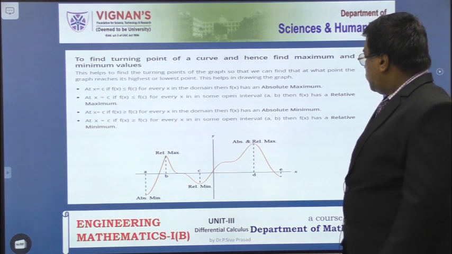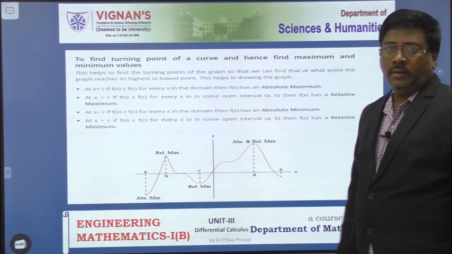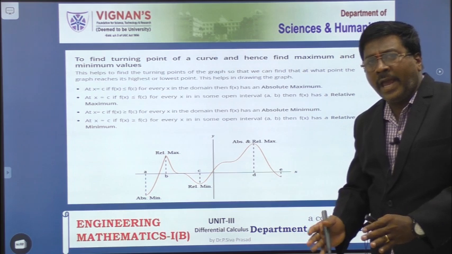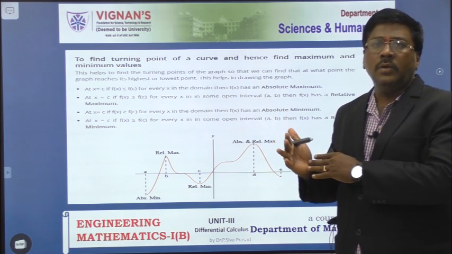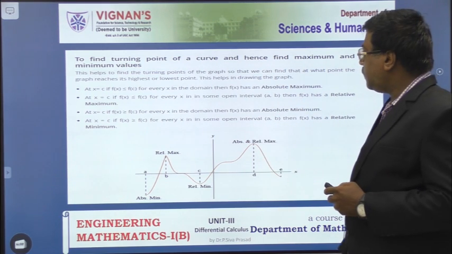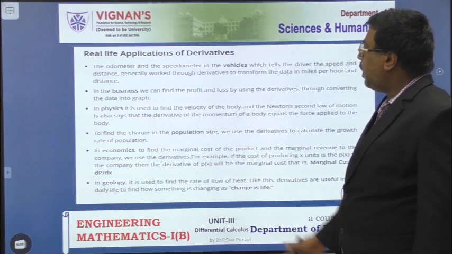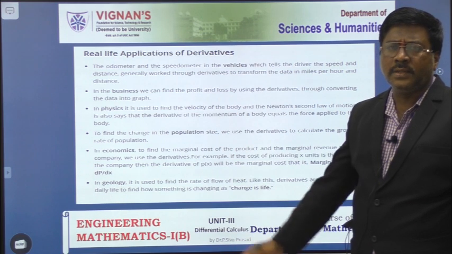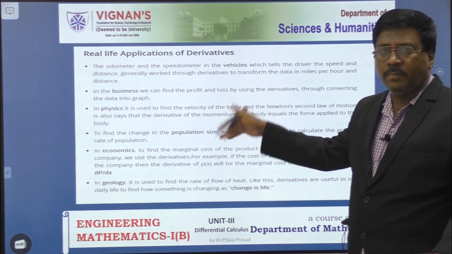Now, please all of you see this. For whatever function you consider, where the function reaches the maximum value and where it reaches the minimum value, this concept we also see by using these derivatives only. So those are the real-time applications. An odometer, that means the speedometer you use in bikes and cars, shows the distance traveled by the person.